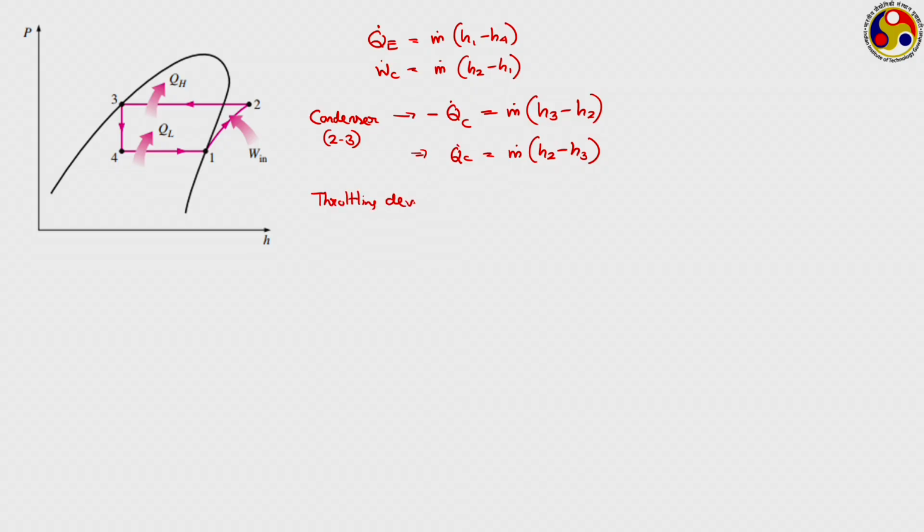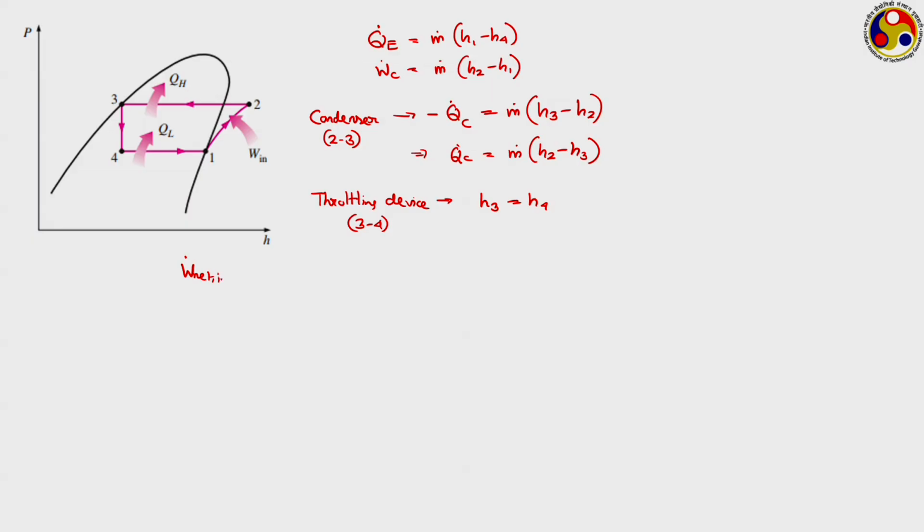And finally, the throttling device, where we have the process 3 to 4. Now, we are talking about a throttling process during which there is no heat transfer and no work transfer, and so we know that throttling being an isenthalpic process, we can directly write h3 equal to h4. So, with this we have to evaluate the performance of the system in terms of its COP.